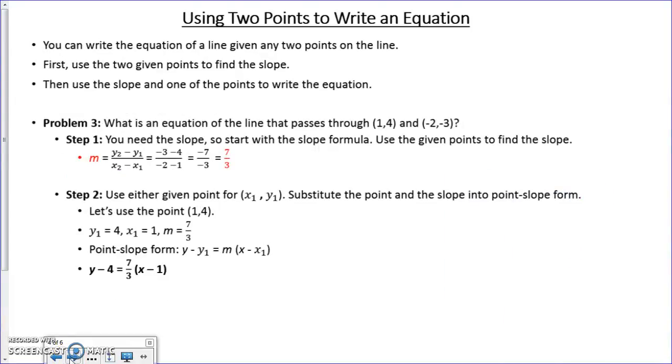Using 2 points to write an equation. You can write the equation of a line given any 2 points on the line. First, use the 2 given points to find the slope, and then use the slope and one of the points to write the equation. Problem 3.